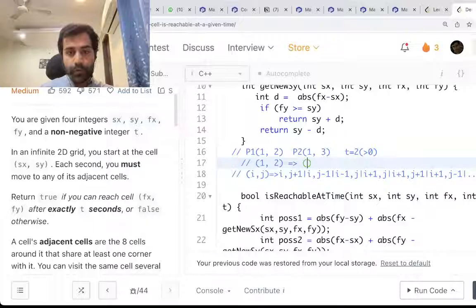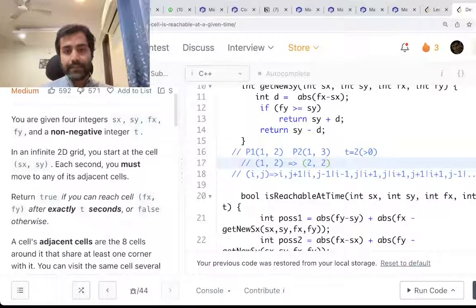So it will be 2 comma 2, right? So you can go from 1 comma 2 to 2 comma 2, and now from 2 comma 2 you can take a diagonal move. Do you understand that? When I say diagonal, I mean think of the diagonally upper cell towards the left side. What will it be? It will be 1 comma 3, right?